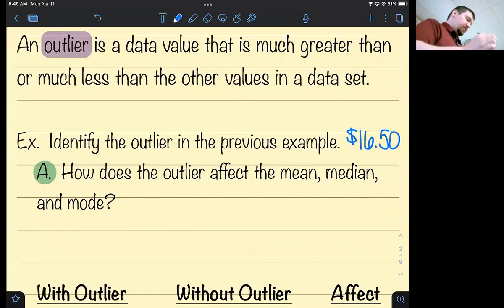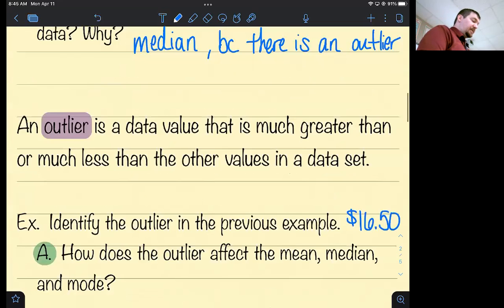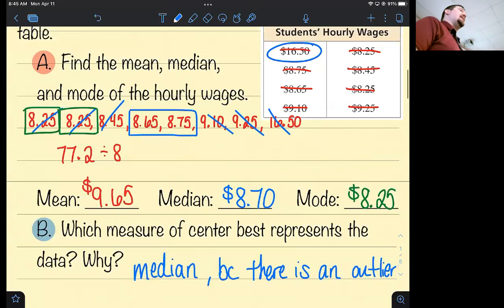So here's what they want us to do now. How does that outlier affect the mean, the median, and the mode? So we're going to do this all over again without the outlier. That's why I had you guys write down 77.2, because instead of adding all these numbers up again, if we know that they all add to 77.2, we can just take away the 1650 from that, and that's what we would have gotten before the outlier.